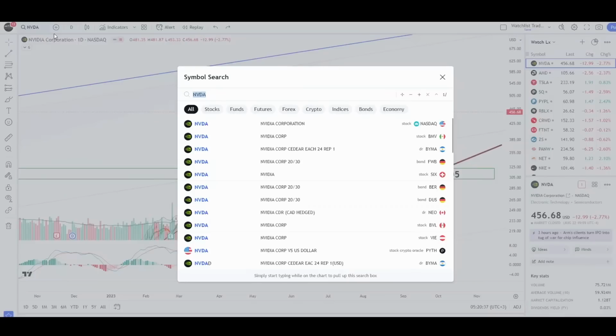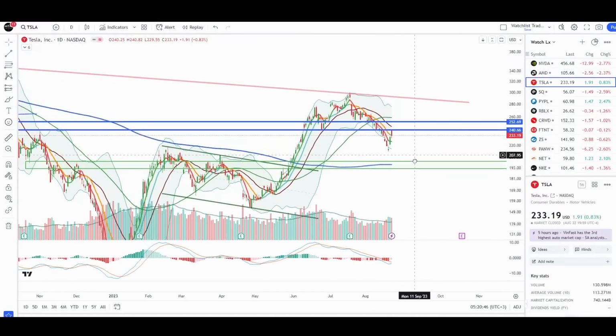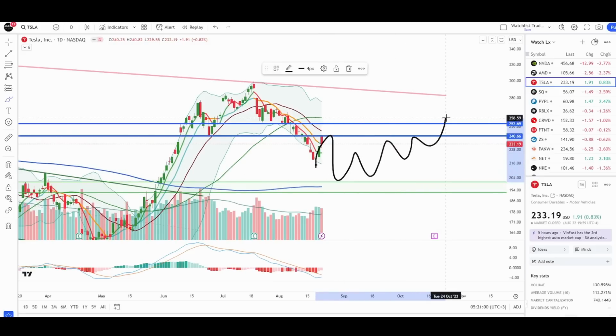Now, let's take a look at Tesla. Formed that bottom on Friday and it has been ripping to the upside since. This does not look like a sustainable bottom to me. The move has been too much too quickly, in my opinion. A new uptrend tends to happen more slow and steady.